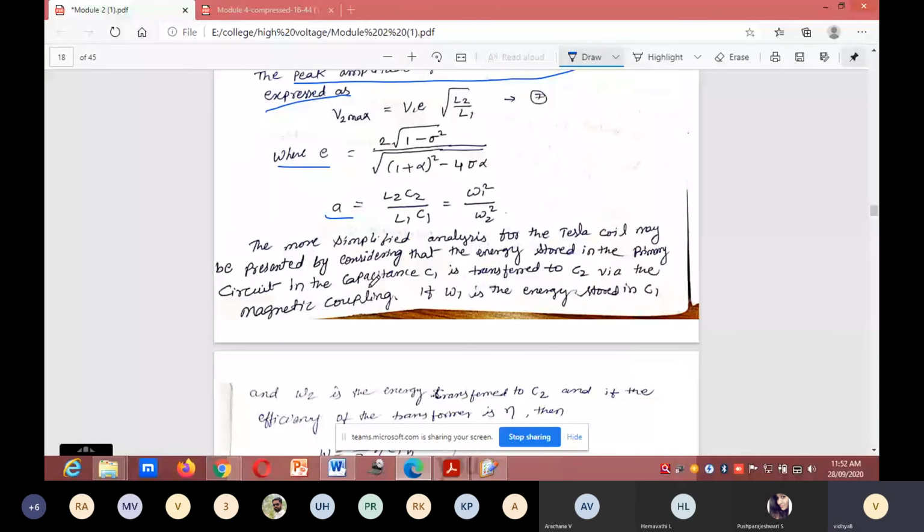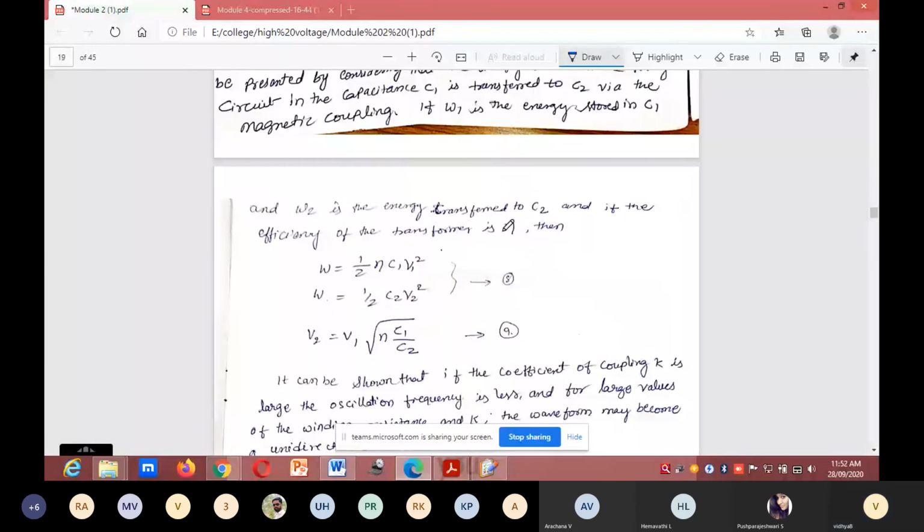If W1 is the energy stored in the C1 and W2 is the energy transferred to the C2, and if the efficiency of the transformer is eta, then W1 is equal to 1 divided by 2 C1 V1 square, W2 is equal to 1 divided by 2 C2 V2 square, and V2 is equal to V1 square root of eta C1 divided by C2.